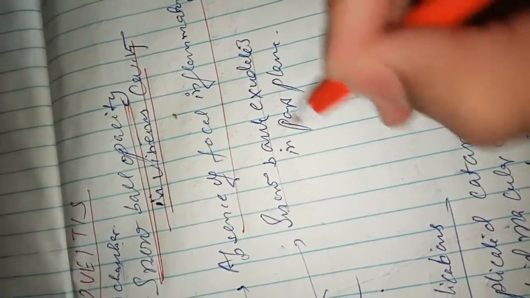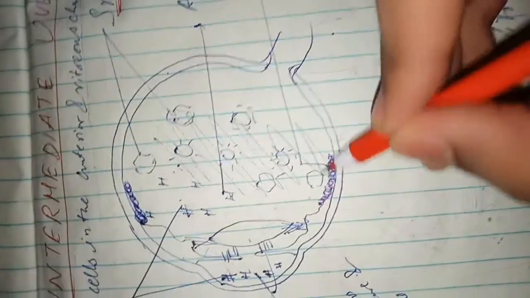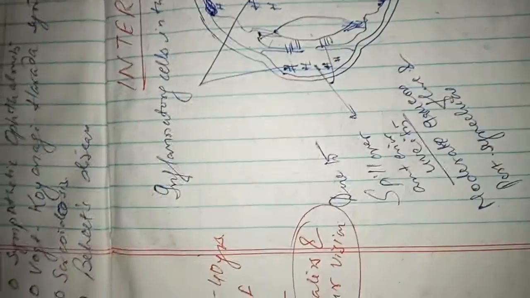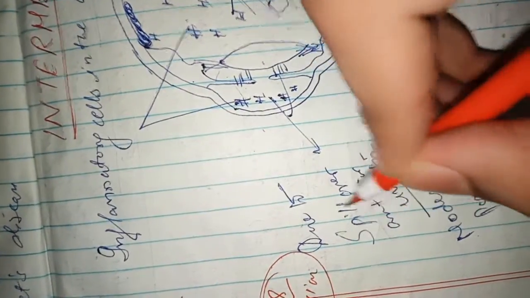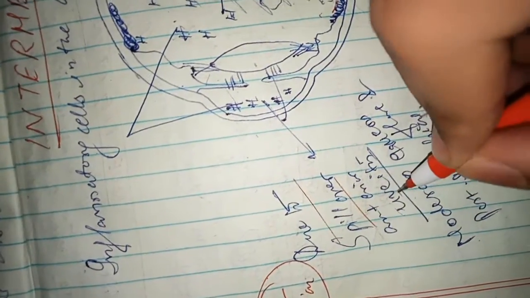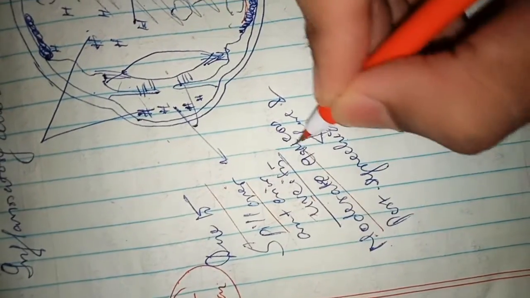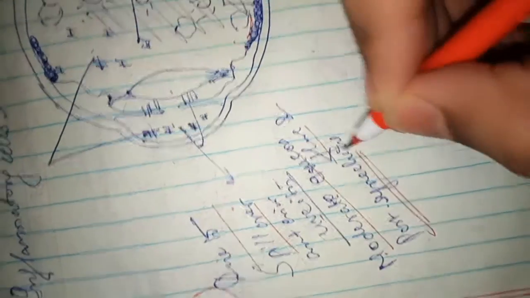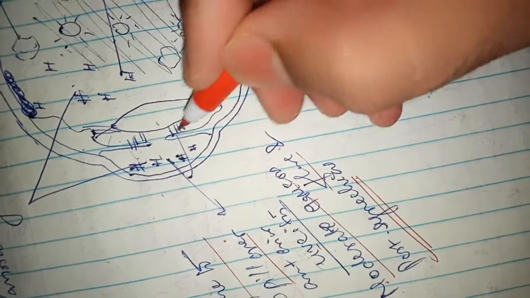Snowball opacity and the absence of focal inflammatory cells, and snow banking exudate in the pars plana. Also, due to the spillover of the anterior uveitis from the intermediate uveitis, it will cause moderate aqueous flare and posterior synechiae.